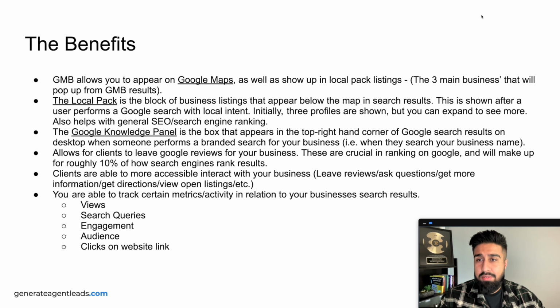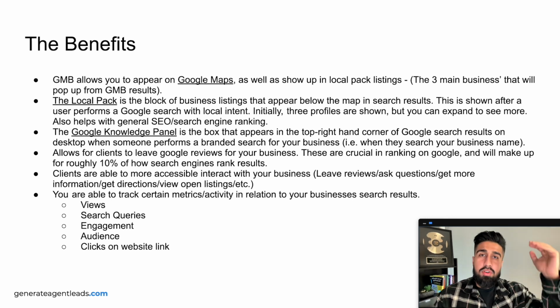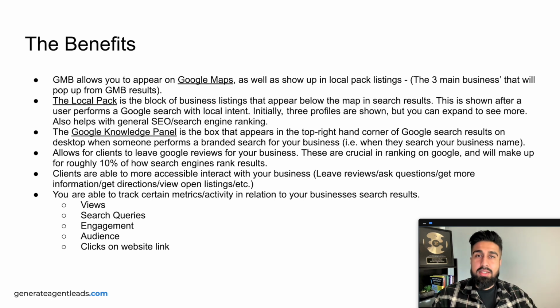Now, again, some more benefits. It's going to allow you to show up on Google Maps, as well as show up in the local pack listings. So the three main businesses that pop up from Google My Business results, it's called the local pack. The local pack, like I said, is the block of business listings that appear below the map in search results. So when you search on Google for anything, restaurant or whatever it is, first the ads pop up, then the little map and the three listings. I always go to those local pack listings because I feel like they're the most legit. The ads, it's not legitimate because people are paying there, and although it just seems like I'm saying this stuff, it actually is true.